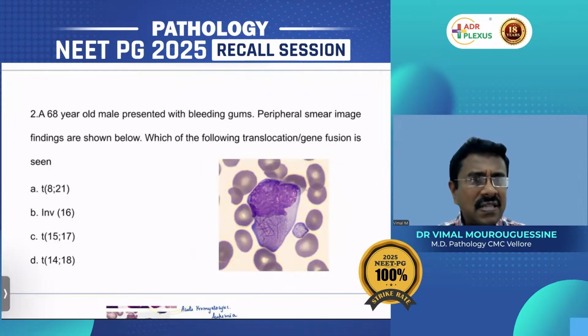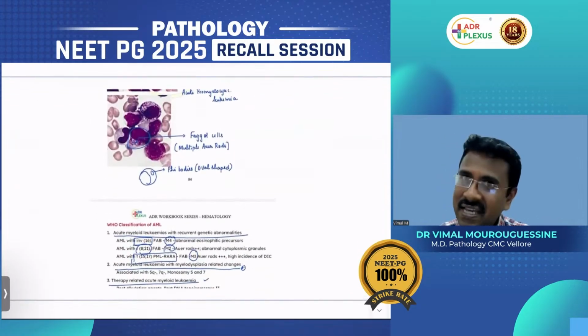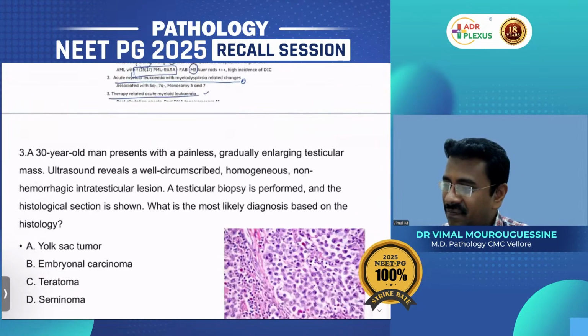that is PML-RARA gene fusion. This is the same thing they asked in the last INI-CET also. As we say, this is a PYQ and a highly repeated topic, so your juniors can expect this in the subsequent exams also. You can see we have discussed the same thing in our workbook.